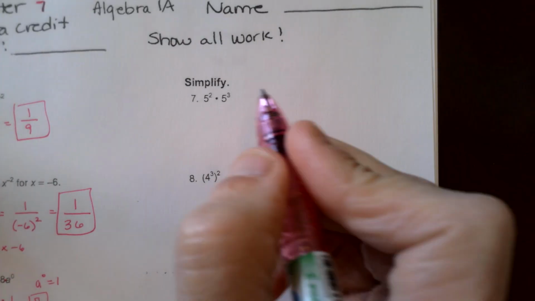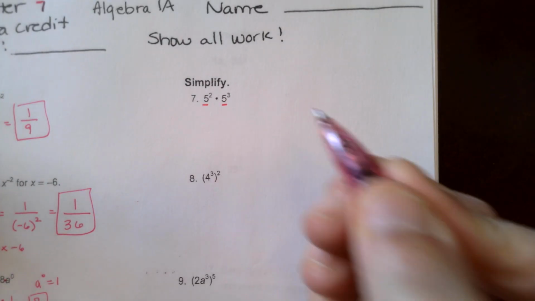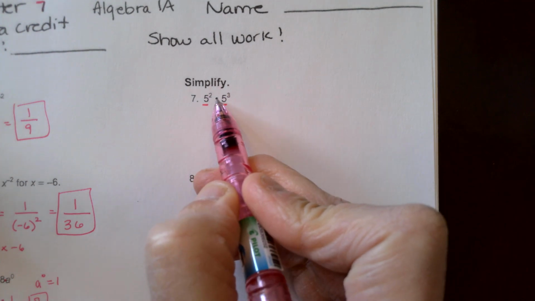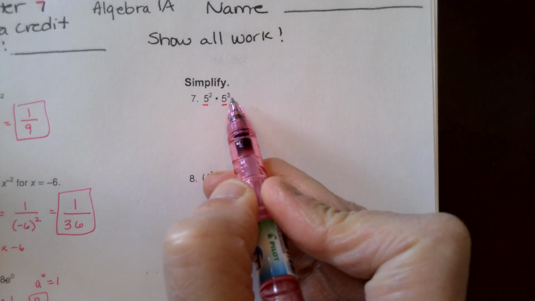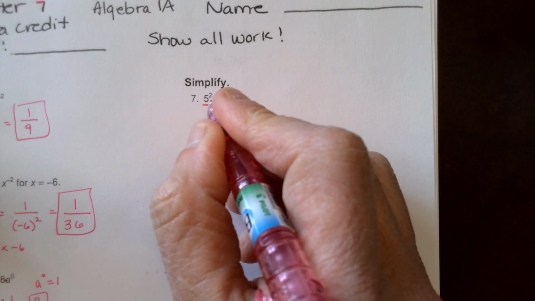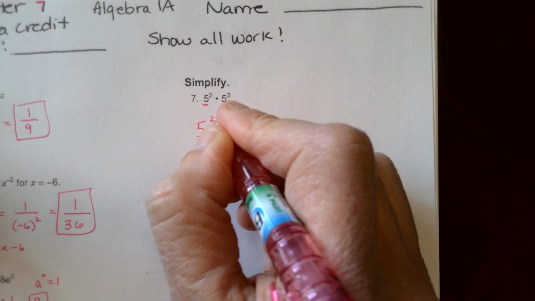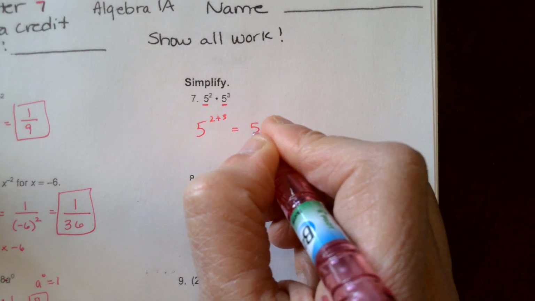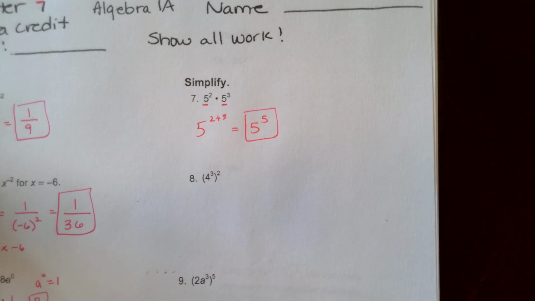Number 7, same base. When they have the same base and you are multiplying them, you can add the exponents. So it's 5, and then you add the 2 plus the 3. So it's 5 to the 5th. And you can leave that one. You don't have to do that since you don't have a calculator.